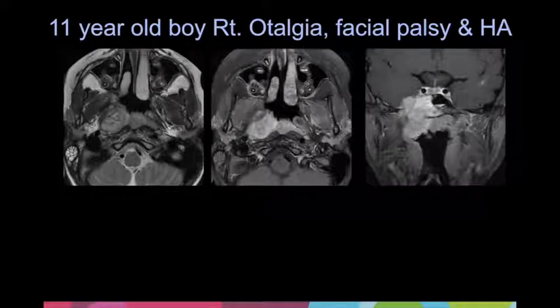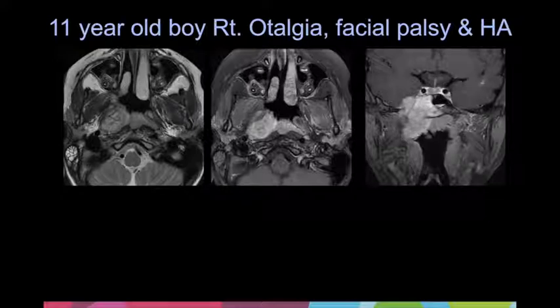How about this case? An 11-year-old boy with headaches, right otalgia, 5-pound weight loss, right tongue and chin numbness, and right-sided facial palsy. MRI shows a heterogeneous, moderately hypointense mass in the right posterior nasopharynx. Coronal post-contrast image demonstrates extensive intracranial spread via foramen ovale and extensive destruction of the right sphenoid base.